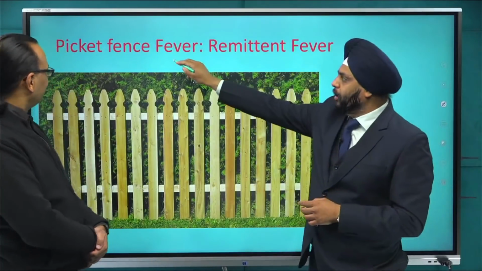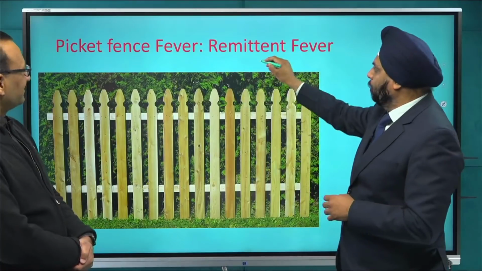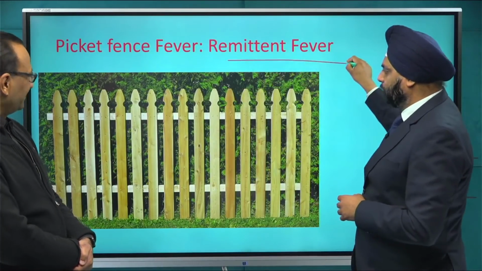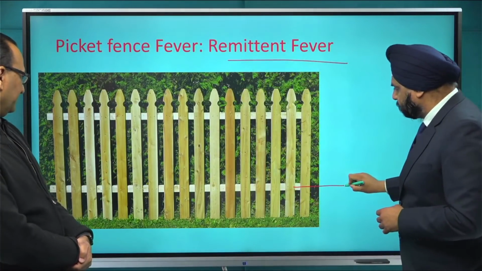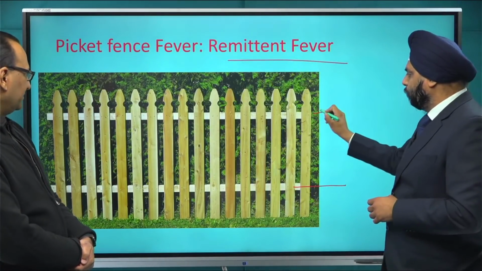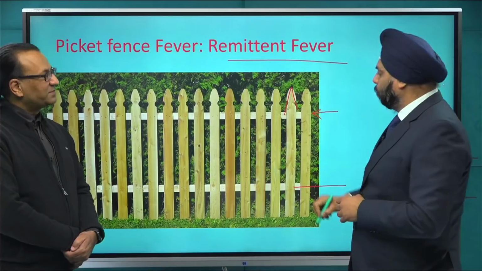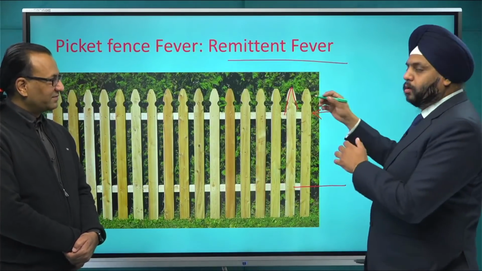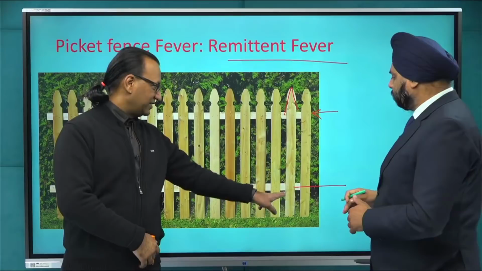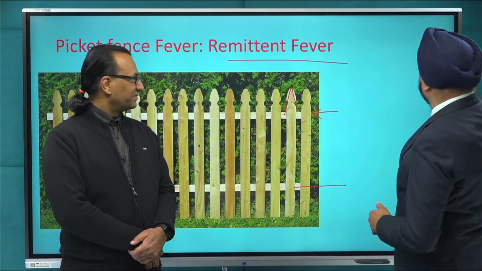So first thing is picket fence fever, also known as remittent fever. If this is the baseline over here, the fever is over here, it has formed a new baseline, it is having fluctuations of more than 2 degrees Celsius, but it is not coming back, never reaching the base. So this is a remittent fever.